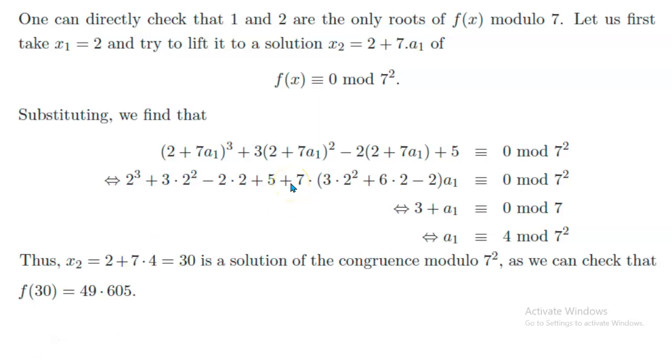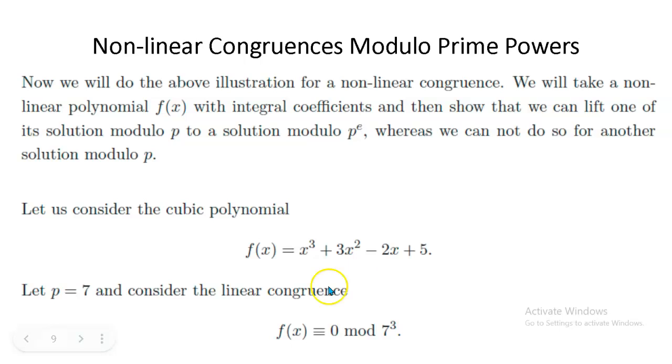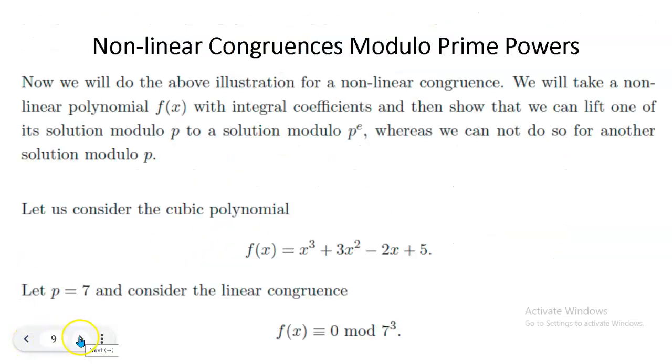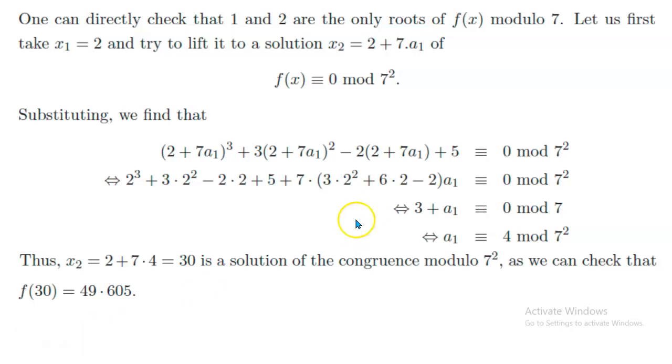Then we find x2, which is equal to x1 plus 7a1. So x2 is x1 plus the number we find, a1. So that is 2 plus 7 times a1. Next we substitute it back in this equation to get 2 plus 7a1 the whole cube plus 3 into 7a1 the whole square minus 2 into 2 plus 7a1 plus 5 congruent to 0 mod 7 square. And now when we expand and simplify, we get 3 plus a1 congruent to 0 mod 7.